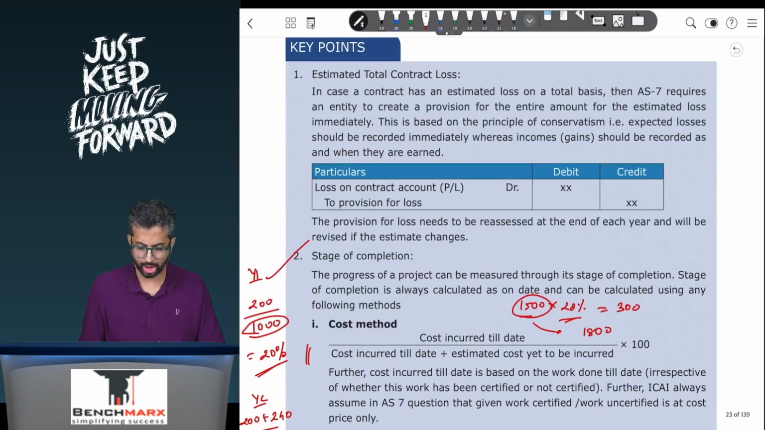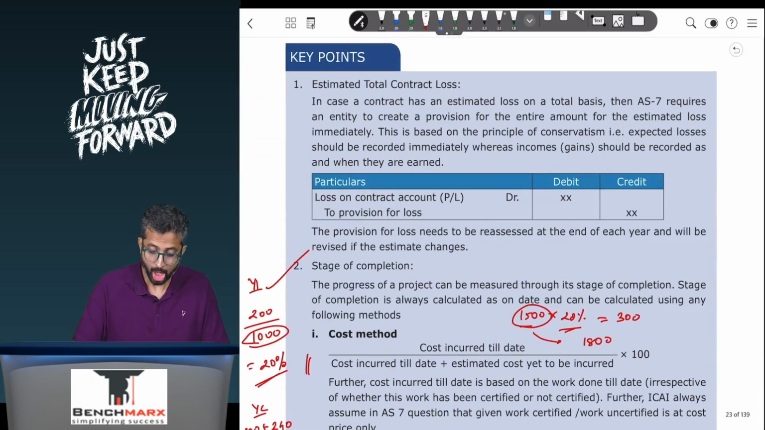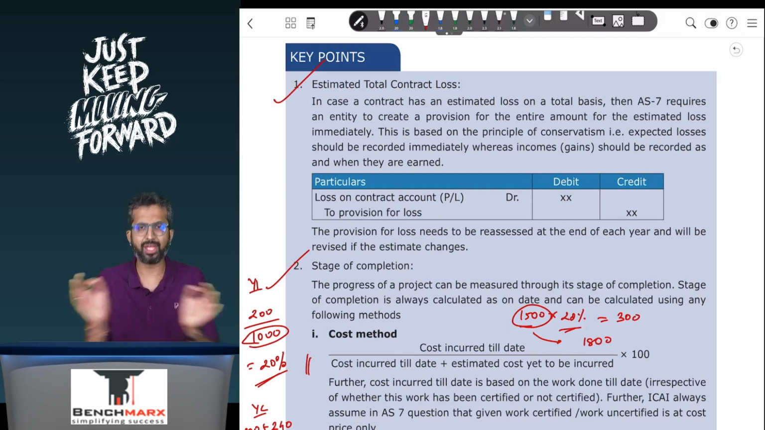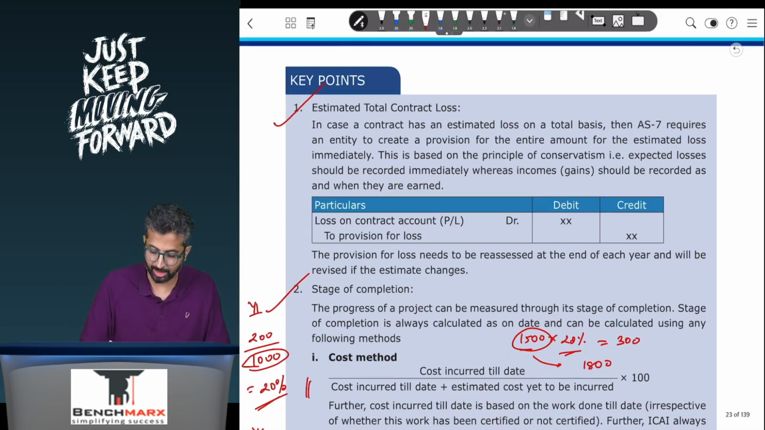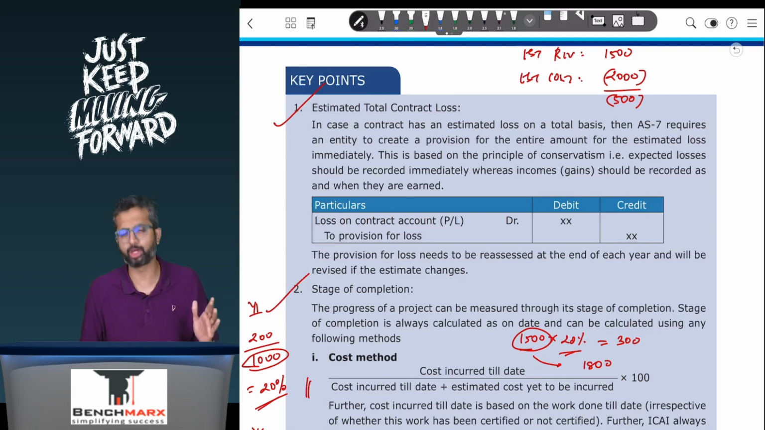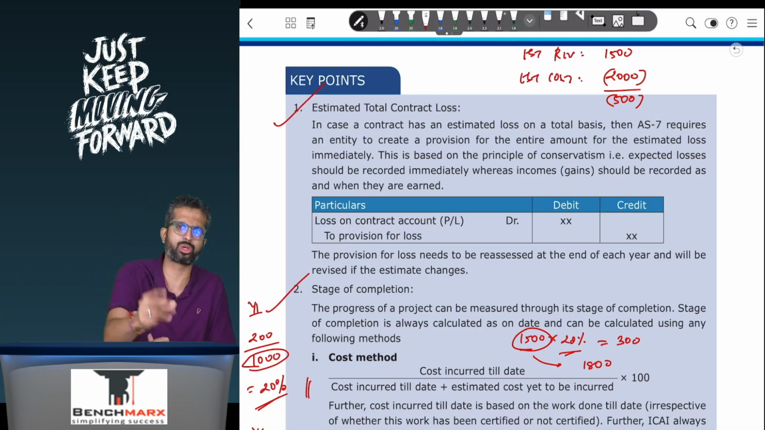Okay, next you have a very important point, which is in calculation. Usually, what are the steps that you will follow? Before you go there, a very important point: if a contract has an estimated loss, so let us say your estimated contract revenue is, let us say, 1500, however your estimated cost is 2000, which means there is an unavoidable loss of 500 rupees. So prudence and conservatism says that if there are profits, you record them as and when they are earned, but if there are losses, you record them immediately.